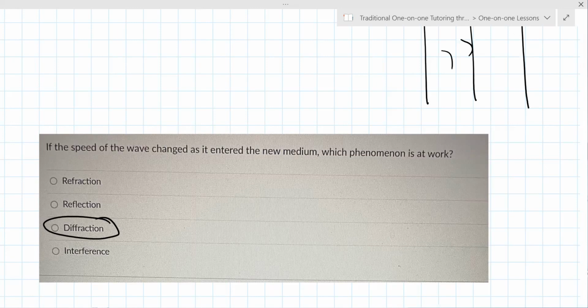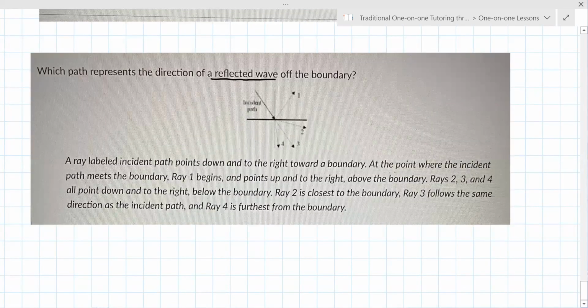So there's another question here with the same image. This time it's asking about reflection. Let me snip that in. So it says reflected wave. So here's the start. There's the reflection. There's only one. In, incidence, out, reflected. So it's obviously option 1.